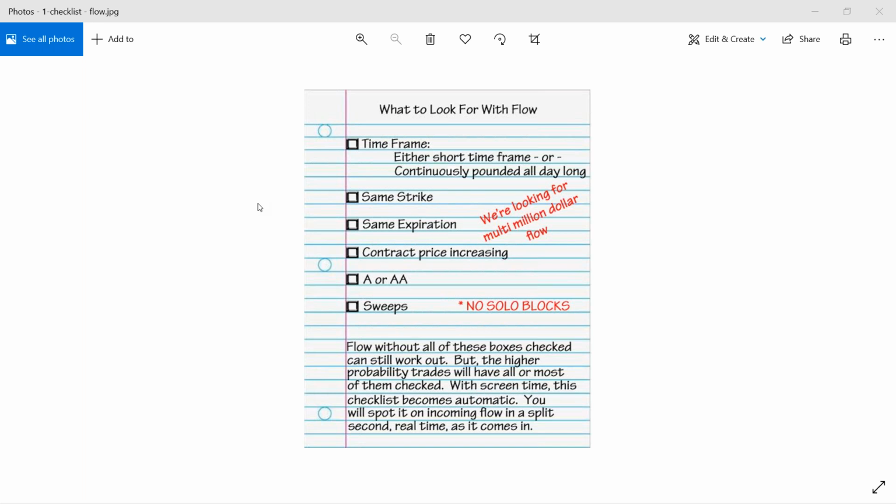So time frame: short time frame or continuously pounded all day long. When I say short time frame, I mean within a 3, 4, 5 minute window, they're attacking this contract. Boom, boom, boom, boom, boom. Within 3 or 4 minutes, they just went after this contract 15 times. Again, you have to ask yourself why, and we don't know why, but what's the meaning behind it? In a really short time frame, they're aggressively trying to throw their money and get filled as much as they can on this contract. That's something we're going to take notice of.